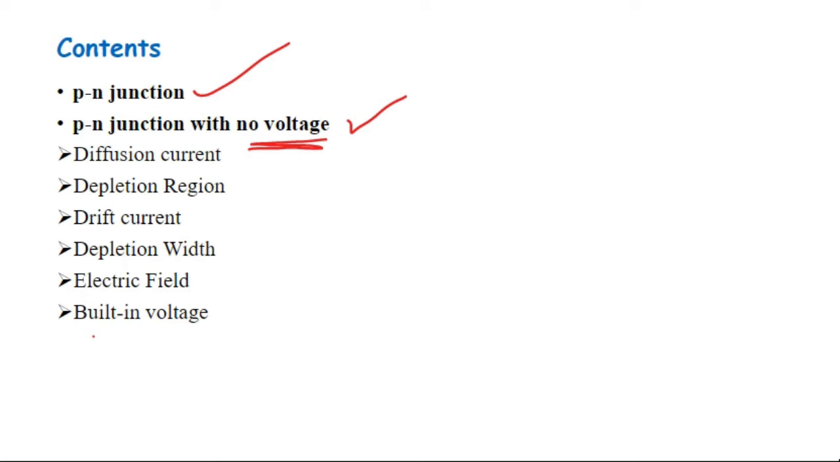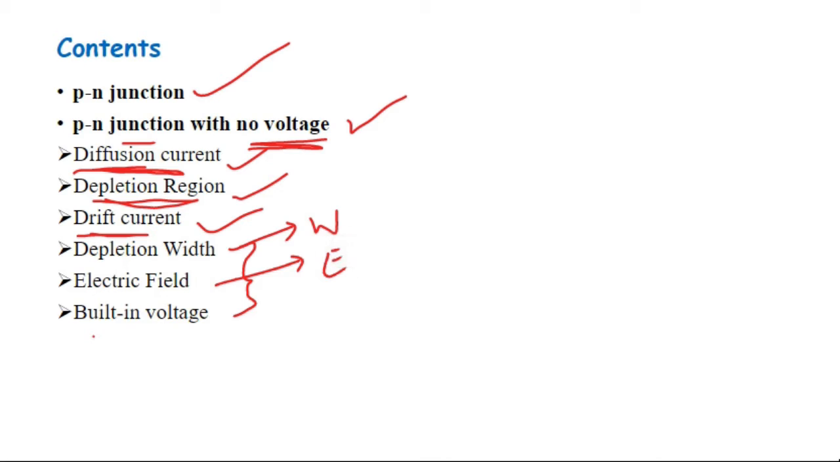Then under that we will be discussing diffusion current, as we have discussed individually in the P-type and N-type sections in previous lectures. Then we will move on to the depletion region across the junction. Next will be our drift current. Then we will be deriving different relations between these parameters, such as depletion width, that is W, electric field E, and built-in voltage, that is V of Bi. So let's begin.